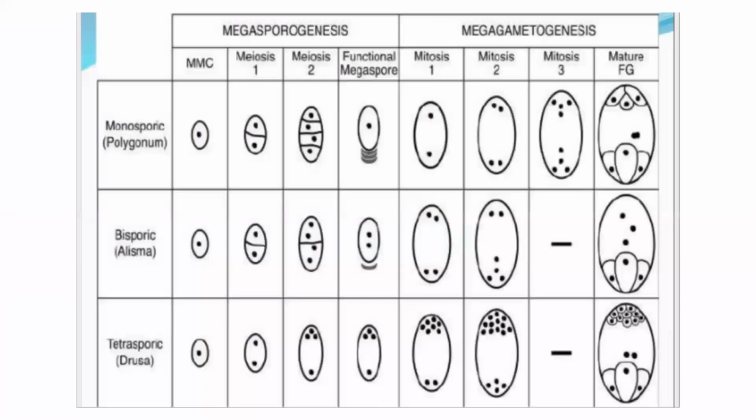So this is the complete overall development in a diagrammatic way: monosporic, bisporic and tetrasporic. The megaspore mother cell undergoes meiosis 1 and meiosis 2, and ultimately the functional megaspore is 1 in the monosporic type, functional megaspores are 2 in the bisporic type, and 4 functional megaspores are involved in the development of the complete embryo sac in the tetrasporic type. We will discuss them one by one.